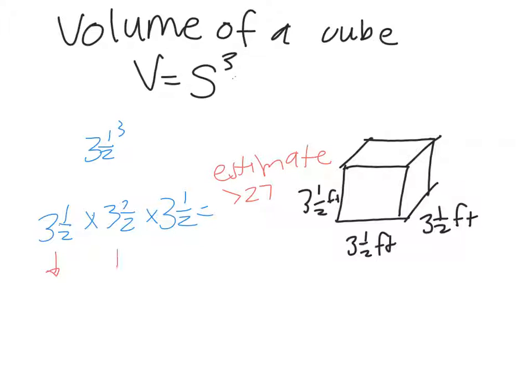I'm going to switch these over to improper fractions first. 3 times 2 is 6, plus 1 is 7/2. And that's going to be the same for all of them. Okay. Now 7 times 7 is 49. And 49 times 7, I don't know what that is.